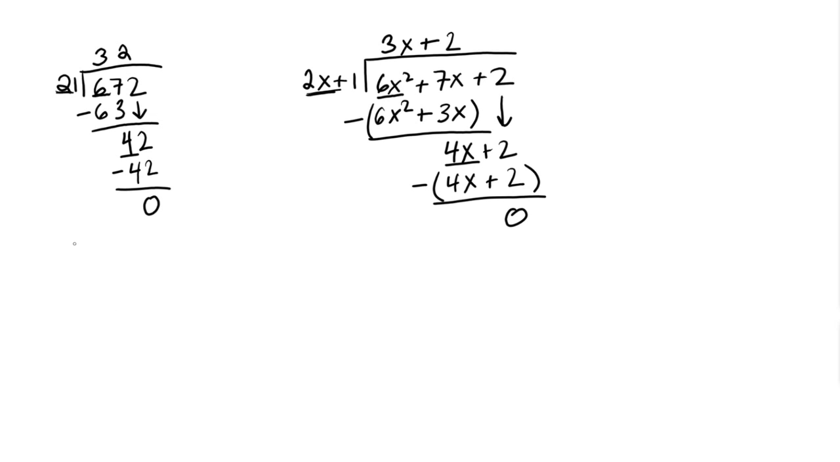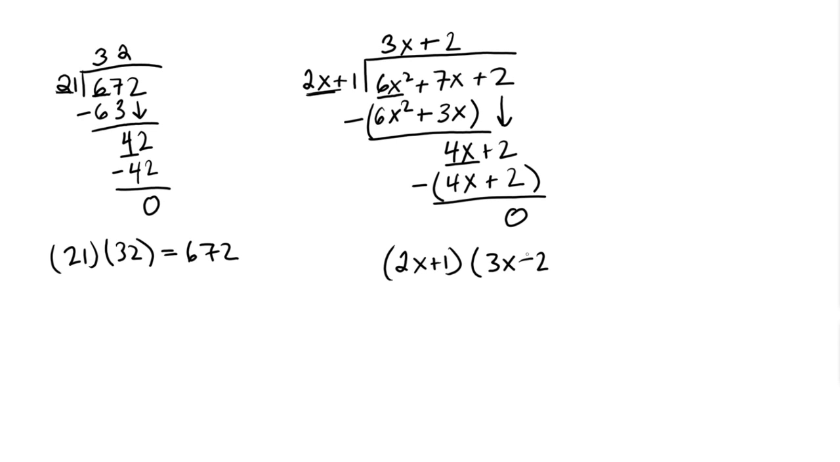So over here you would say that 21 times 32 is equal to 672. The equivalent over here is that 2x plus 1 times 3x plus 2 is equal to 6x squared plus 7x plus 2, which is something you can verify easily enough by multiplying these two out.